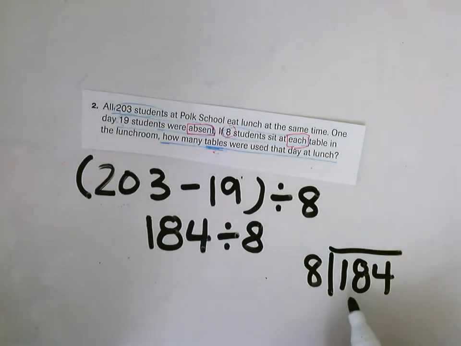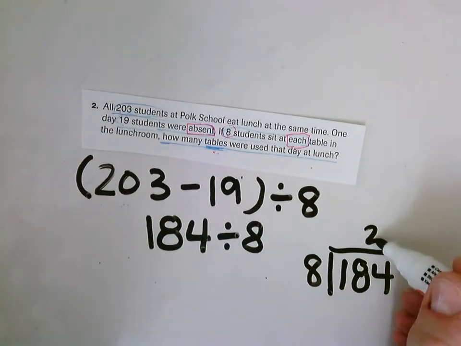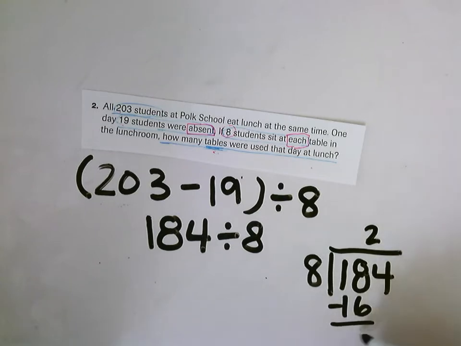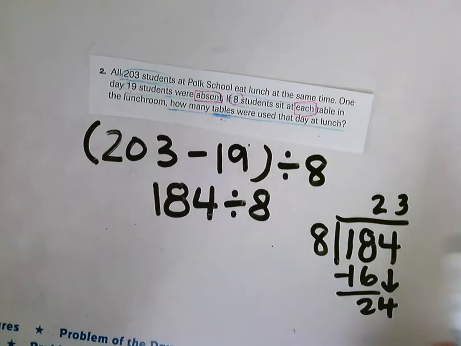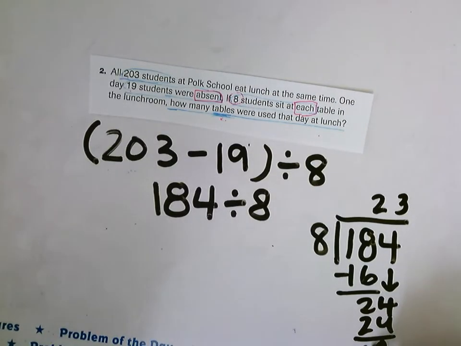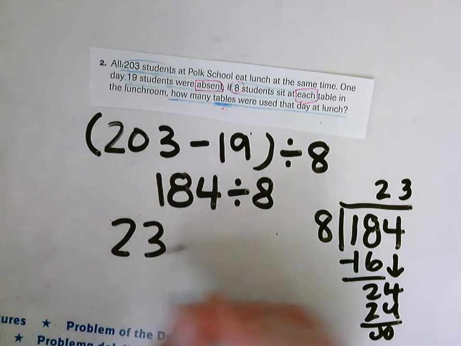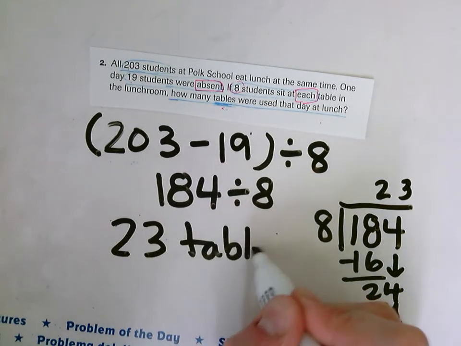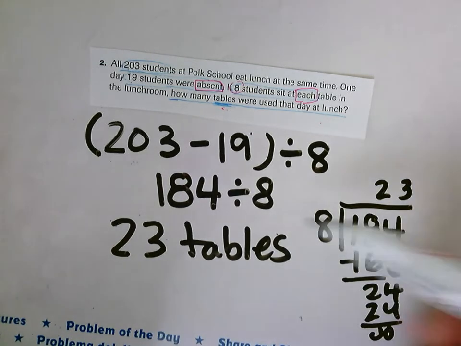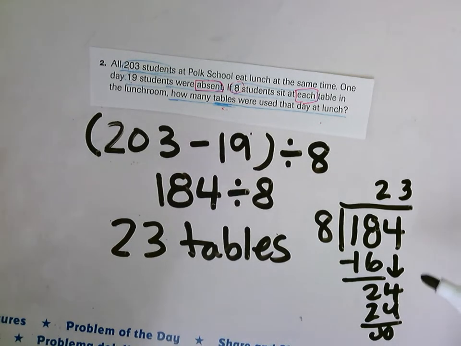Let's see, 18 divided by 8 is 2. 16. Let's see, 8 times 3 is 24. And I don't have any kids left. So it looks like I'm going to need 23 tables. 23 tables for all of the students that were there that day to sit in the lunchroom.